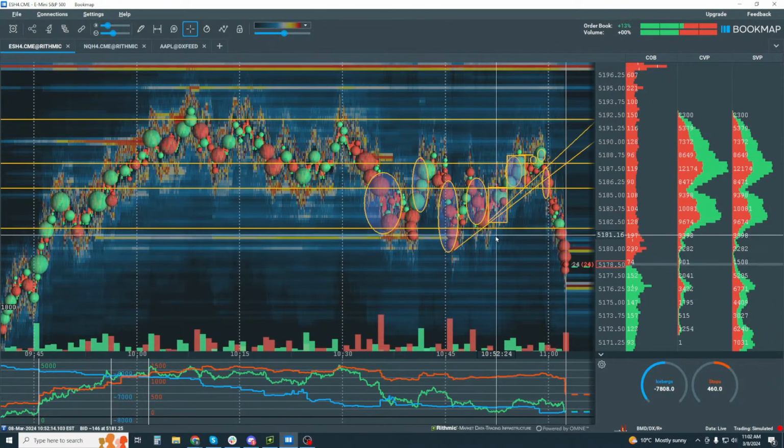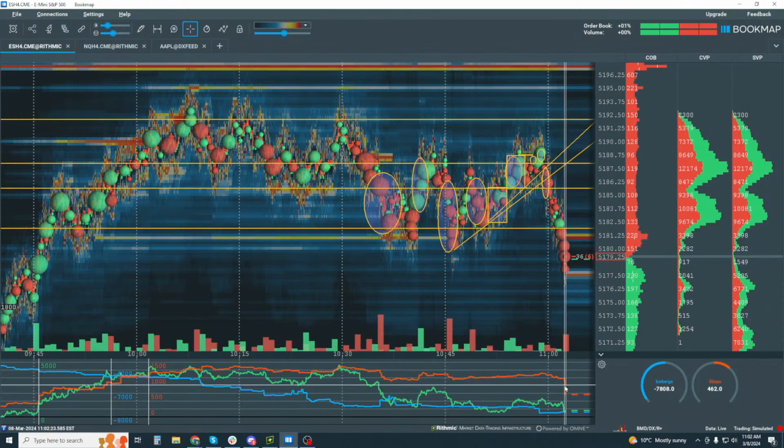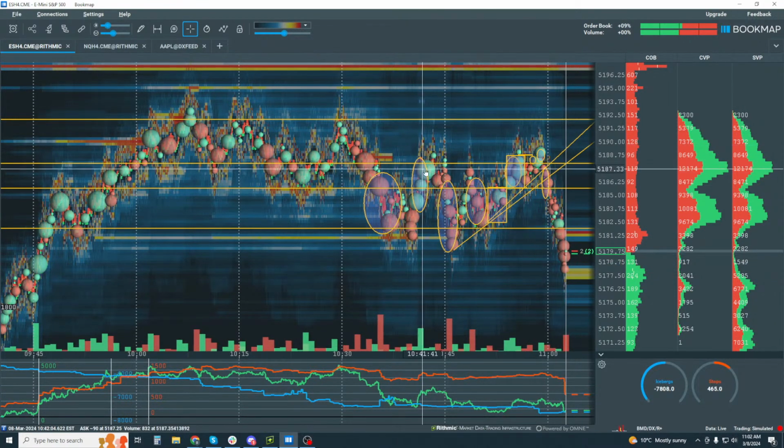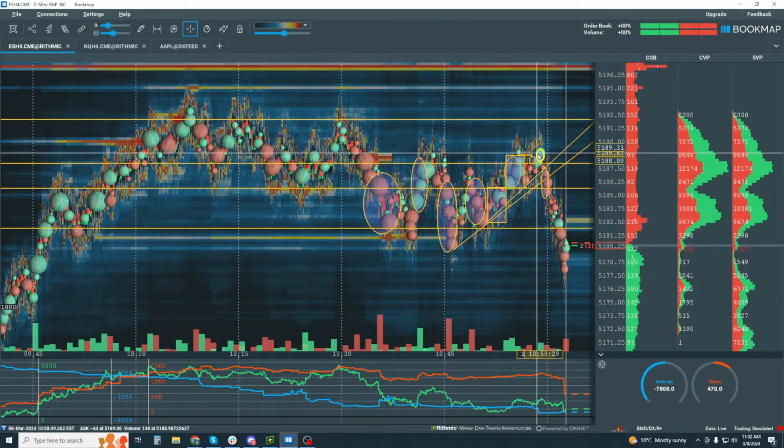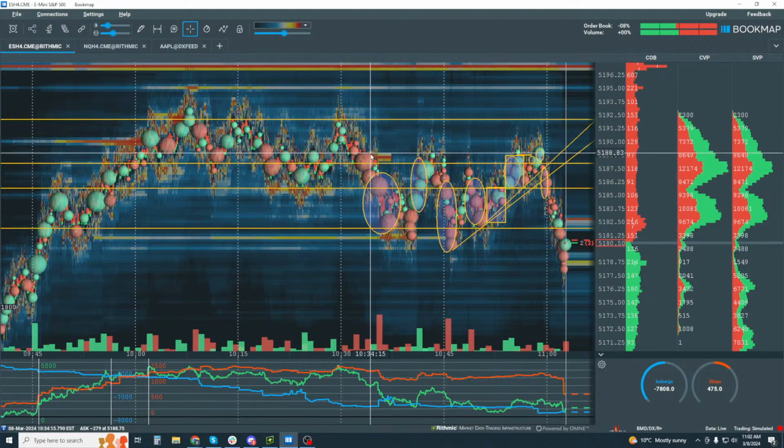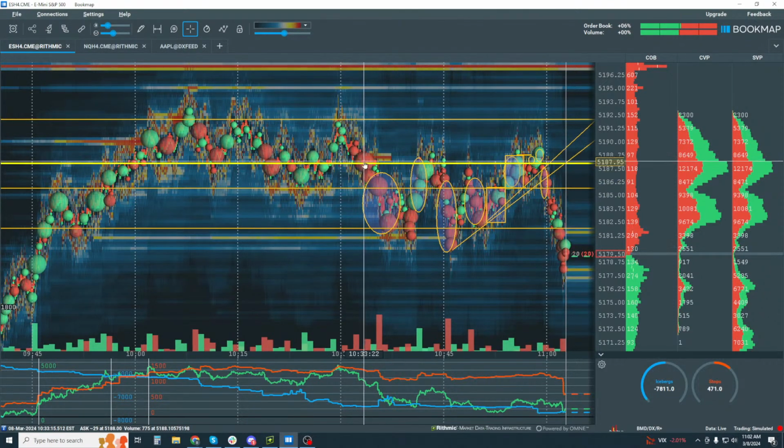Okay, sellers were able to break it. Should see a stop run here. Okay, it's these buyers that actually ended up being trapped. Okay, the sellers were probably just on pins and needles up in here. And look where the selling came in here, right?